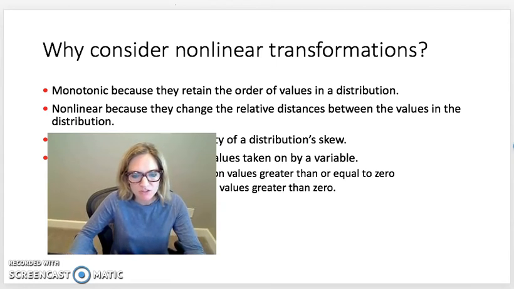Their main limitations are that they cannot be used for all values of the variable. So, for example, square roots are only defined for values greater than or equal to 0. Logarithms are defined only on values greater than 0. So if we want to use the logarithm, but we have 0 values in our distribution, we oftentimes add a value of 1 to all of the points of that variable before transforming it.